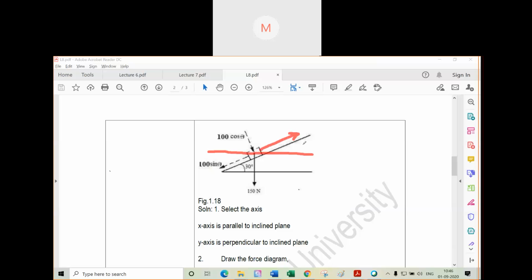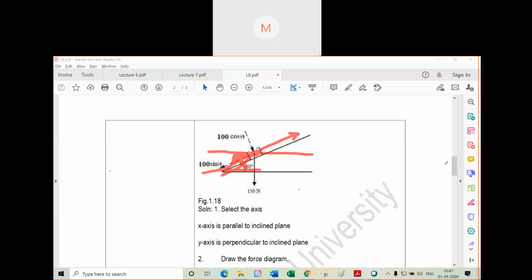So what will happen? This is 90 degree and this angle is 30 degree, right? So if this is 30 degree, then this one will also be 30 degree, alternate angles. This is parallel and this is parallel. So definitely this one, the one that I have highlighted, will also be 30. Yes or no? Is it clear?